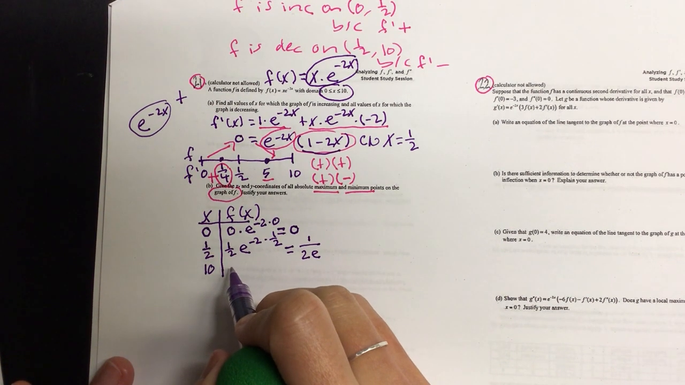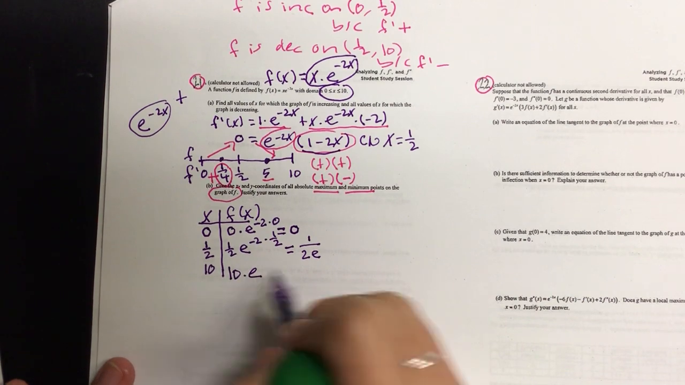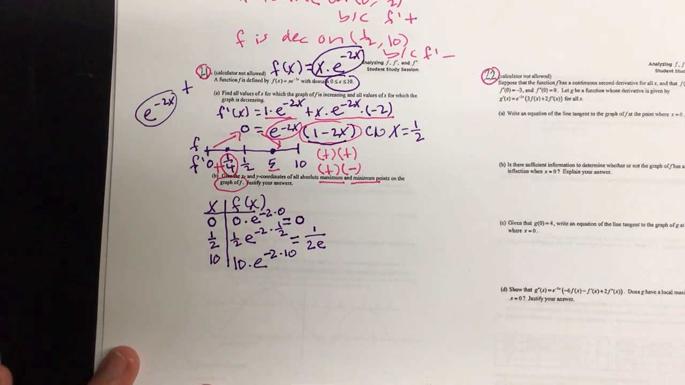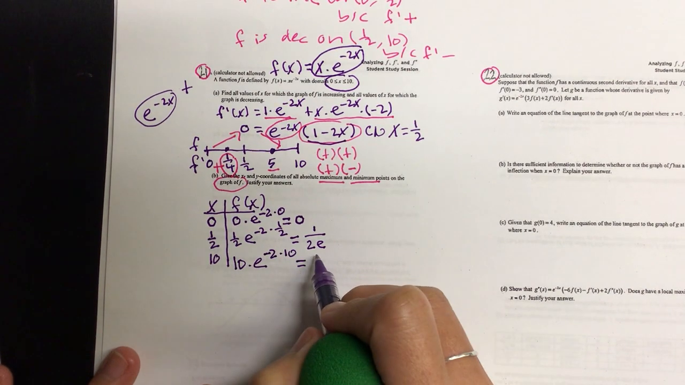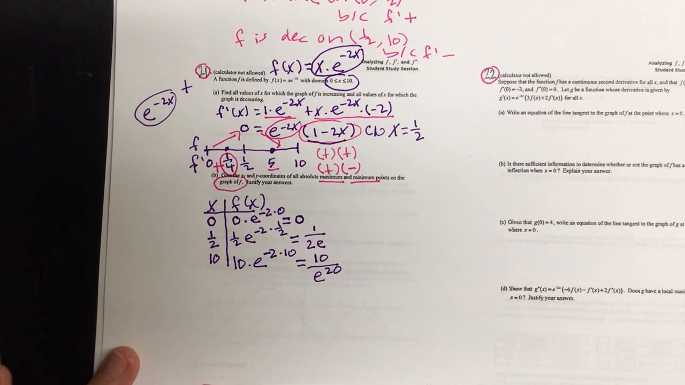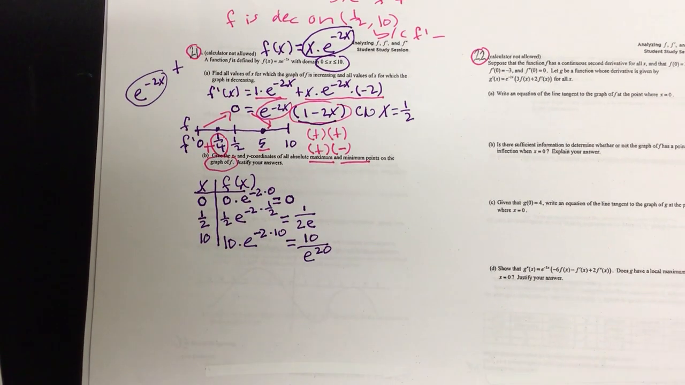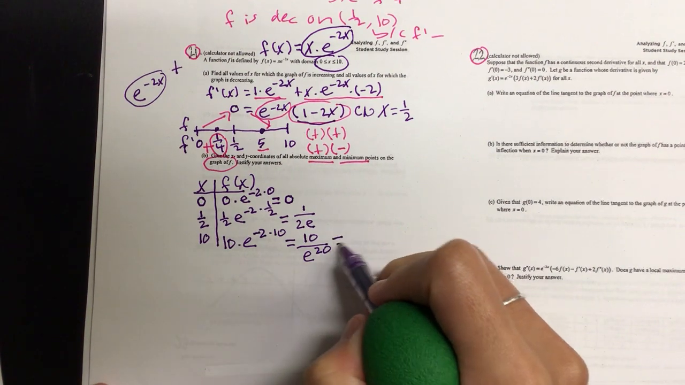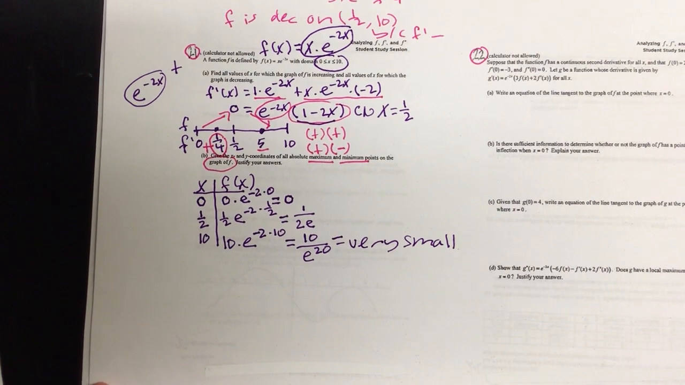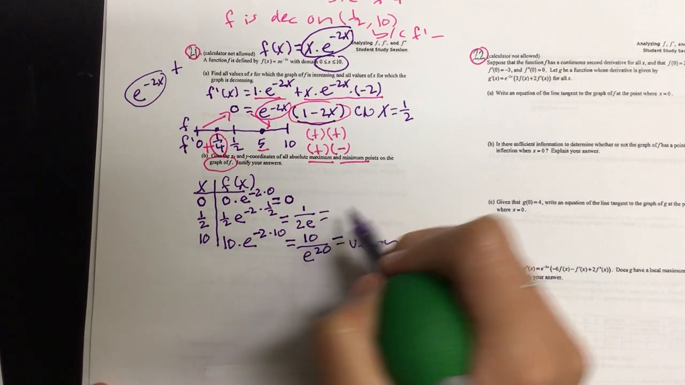So we know the next one says 10 times e to the power of negative 2 times 10. And again, if I were to bring this to the bottom, it's going to be 10 over e to the power of 20. So let's think about the logic behind numbers. As your denominator gets really, really big, the actual number gets really small. So this is very small. Very small. Then that means 1 over 2e is, for me, just small.